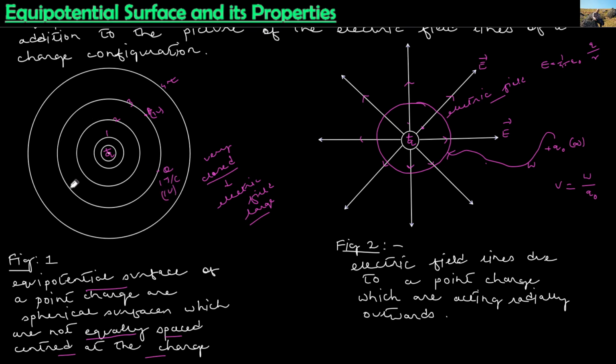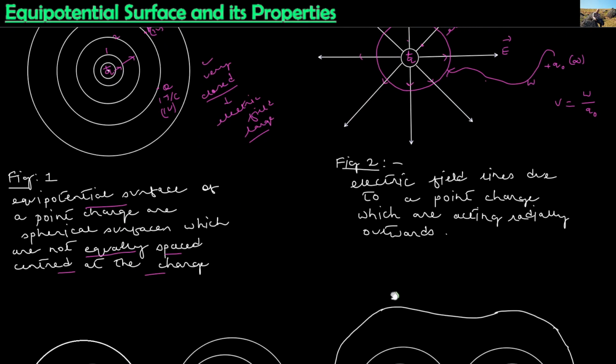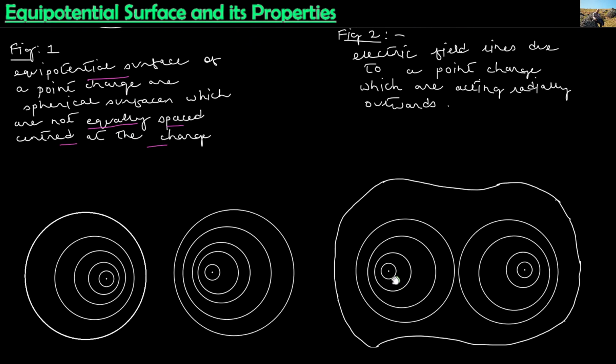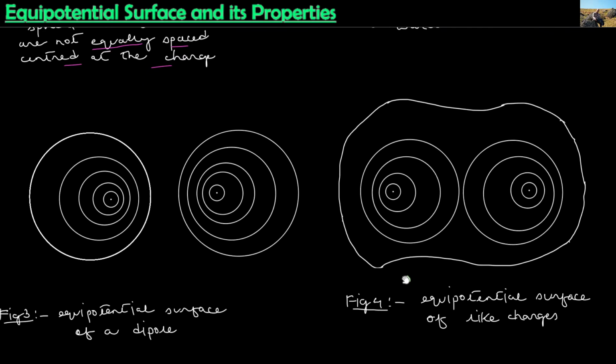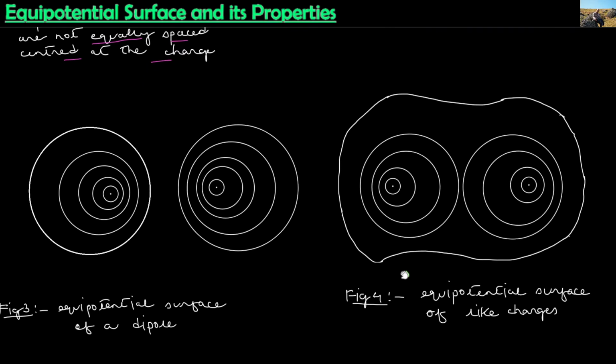So all the points within surface number 3 will have the same potential. So the closer the spheres are to each other, the more will be the electric field. And from here we will also look at some cases of the equipotential surface for a dipole.